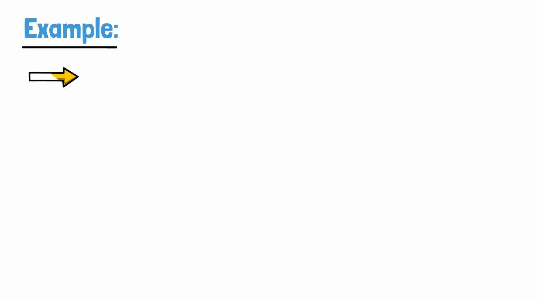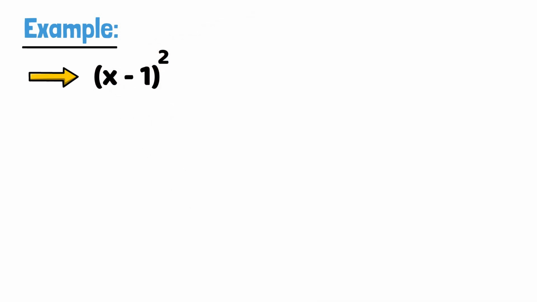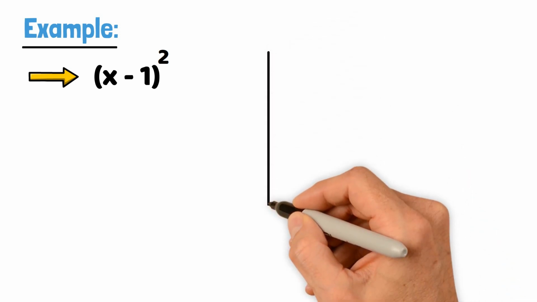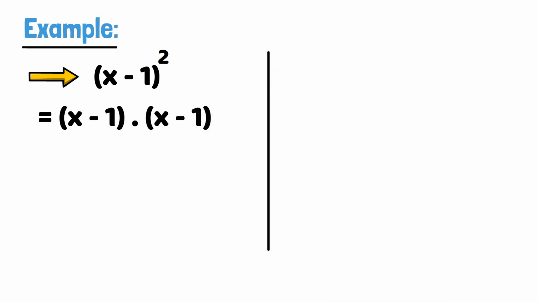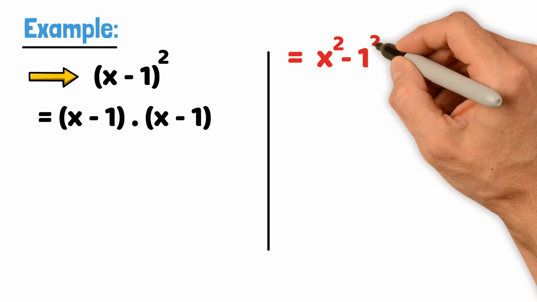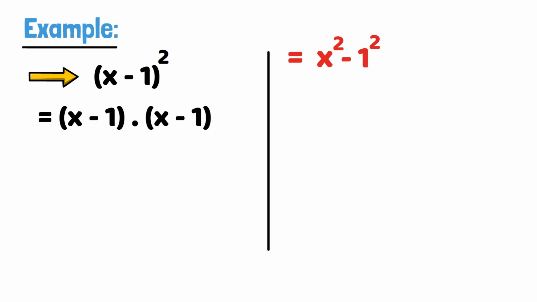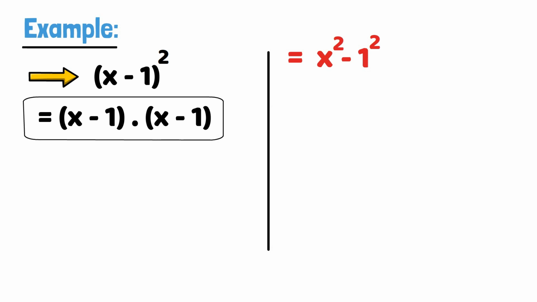Next, let's simplify x minus 1 squared. Now, an entire parentheses squared, like x minus 1 squared, is the same as x minus 1 times x minus 1. It's an extremely common mistake for students to write x squared minus 1 squared and assume that that's the entire answer. But what you need to do is multiply two entire parentheses of x minus 1 together.